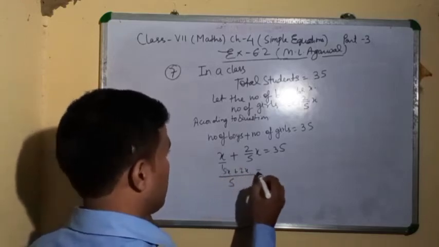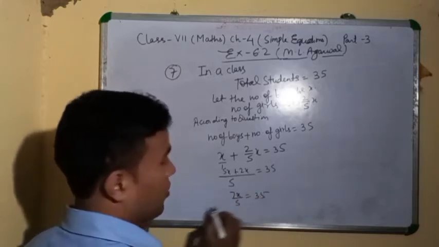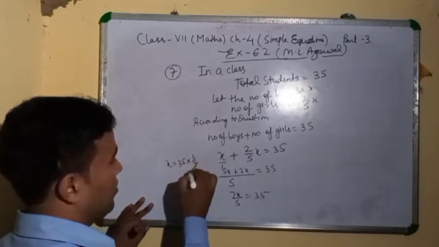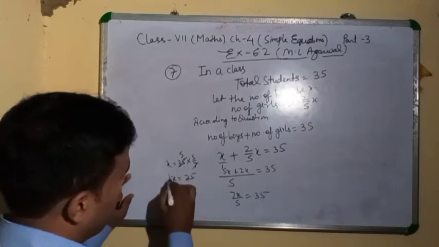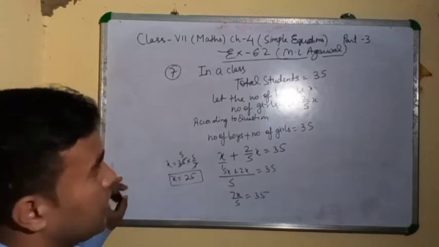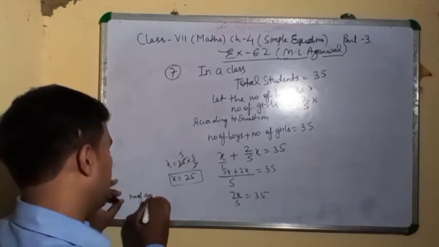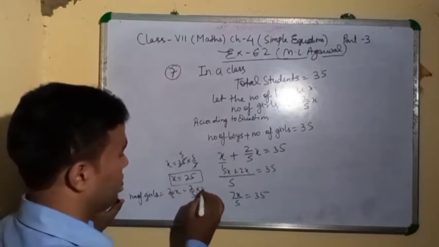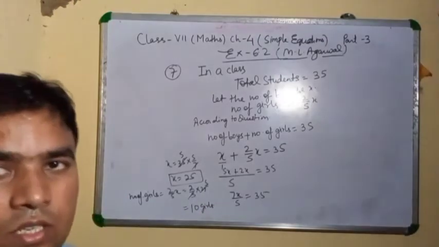5x plus 2x equal to 35 times 5. 7x equal to 35 times 5. Then x equal to 35 into 5 by 7. 7 times 5 is 35, x equal to 25. Clear? Asking number of girls. Number of girls equal to 2/5x, means 2/5 into 25. 5 times 5 is 25, means 10 girls. 10 girls is the answer.